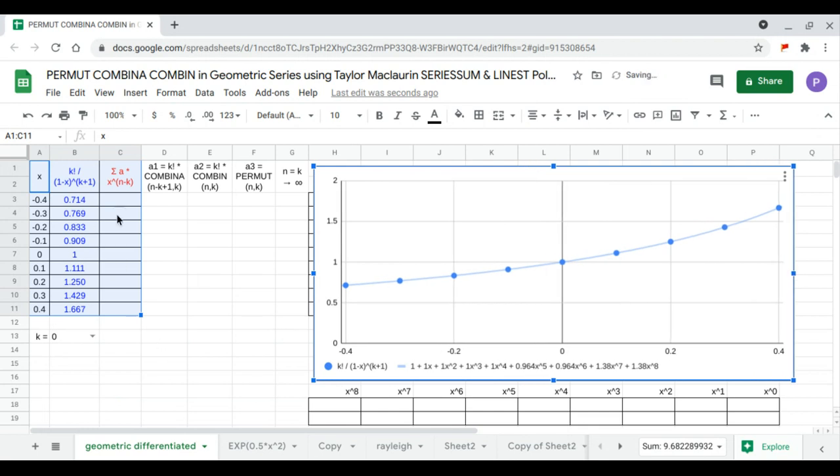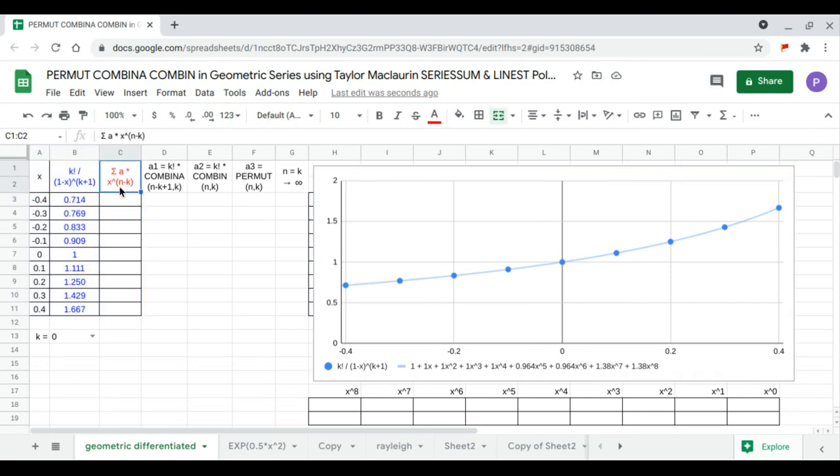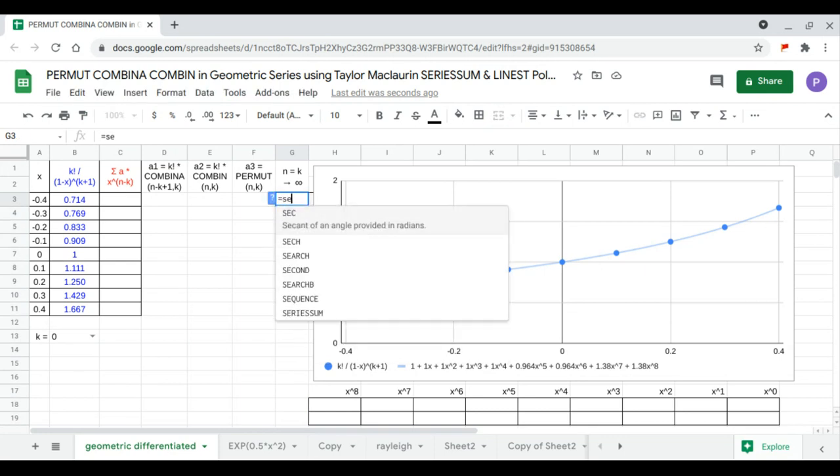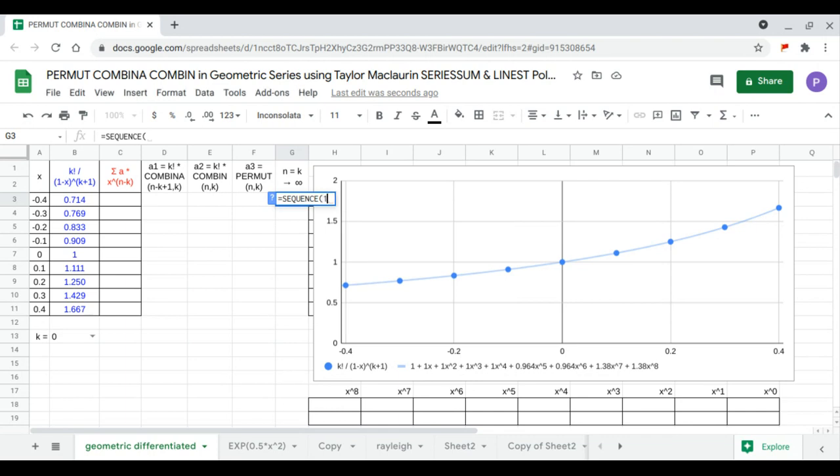Next, we generate the Taylor-Maclaurin series sum of this series, which is the summation of a times x to the power n minus k, where a comes in three forms: combina, combine, and permute. And the value of n is from k to infinity. Since we don't have infinity, this is 17. So this will be sequence, 17 rows, one column starting from k, incremented by 1. Then enter.